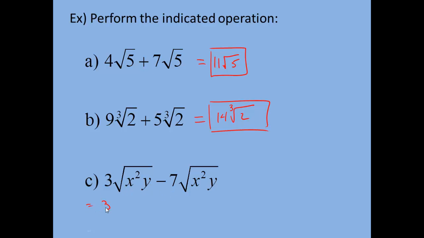So this is really equal to 3 times x, taking the square root of the x squared, times square root y, minus 7 times the square root of x squared, which is just x, and square root of y stays square root y. Now the like radicals are the square root of y. The coefficients are 3x minus 7x. Notice these coefficients are like terms. They have the same variable to the same power, so I'm allowed to combine them. So 3x minus 7x gives us negative 4x. And then the radical piece comes along as square root of y.